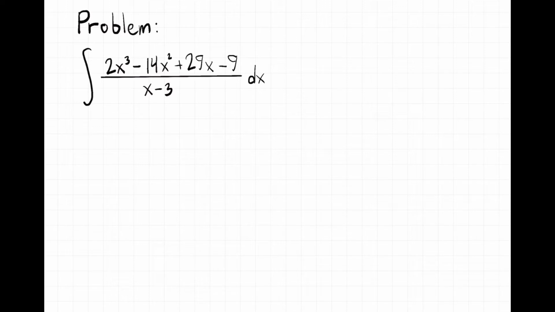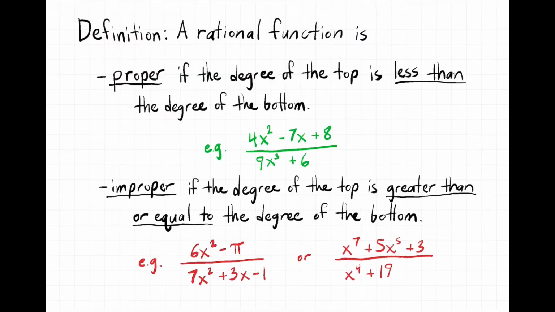The problem is that we will frequently encounter rational functions in which the degree on the top is not less than the degree on the bottom, such as in this case, where the degree on the top is 3 and the degree on the bottom is 1. So what can we do? Well, first, let's look at some definitions.